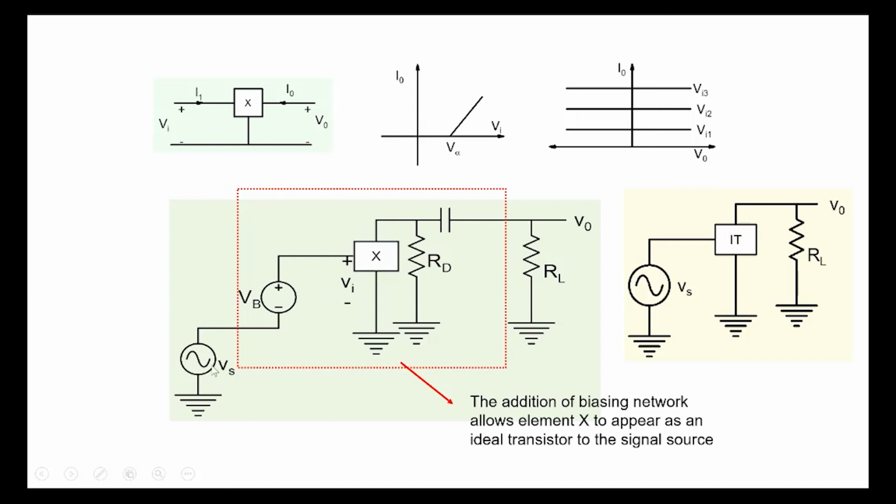So to the source Vs here, this whole thing appears like an ideal transistor element. You're simply attaching a Vs and connecting a load resistor RL, and you're getting amplification. So the whole purpose of biasing and all this arrangement that you see here is to make your non-ideal element appear as an ideal transistor to the input and to the load.